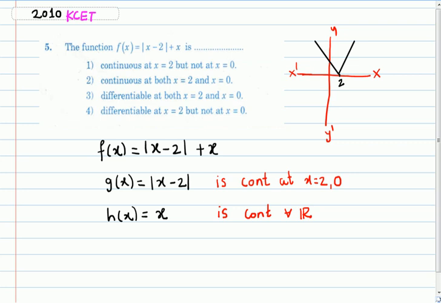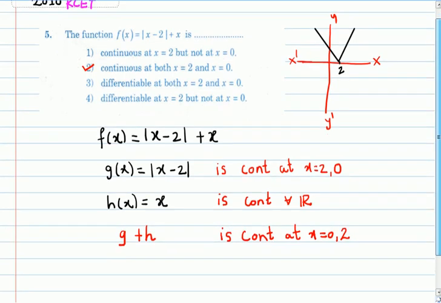Hence it is easy to understand that if g is continuous and h is continuous, then g plus h, that is the sum, is also continuous at x equal to 0 as well as 2. That is the property of continuity. Hence the answer, option 2, is correct in this case.